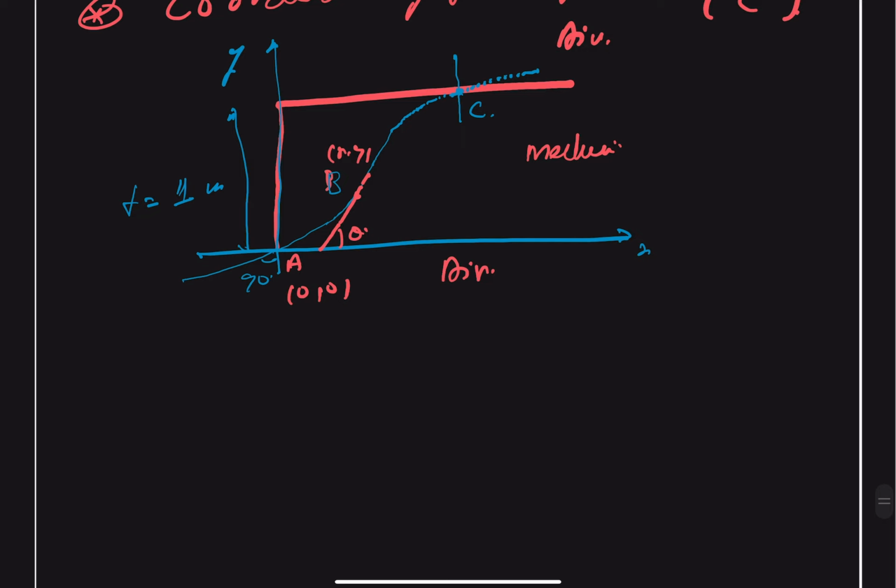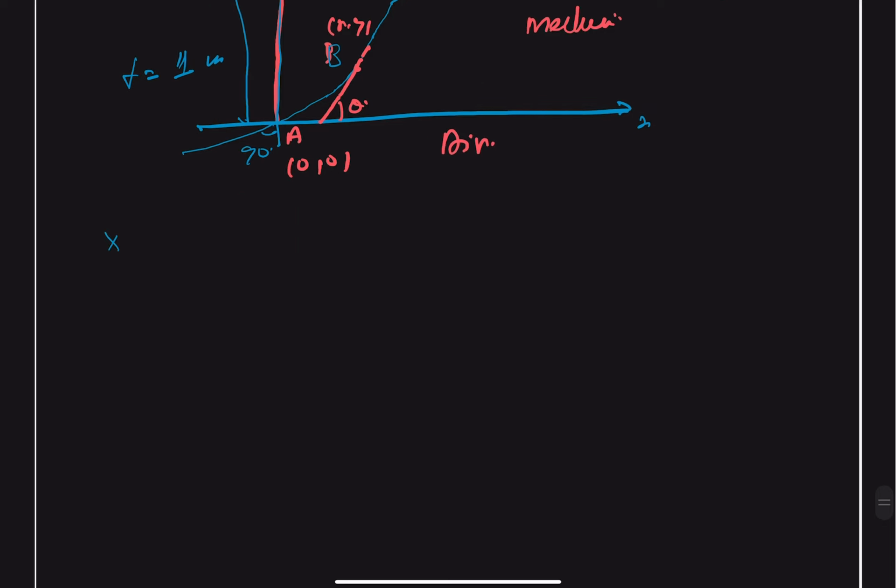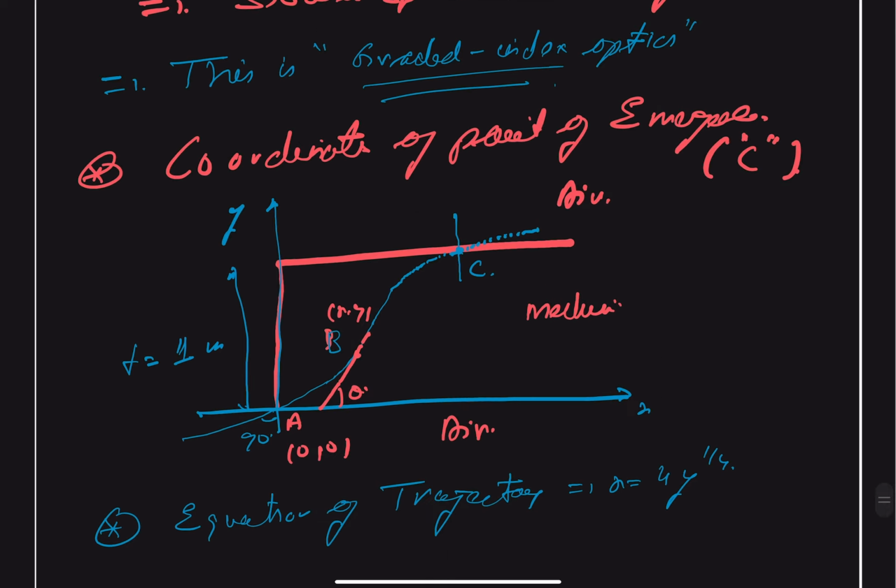And we already know the equation of trajectory. This gives us that x is equal to 4 times y raised to the power 1 by 4. And the ray will be exiting the slab when y is equal to 1. So this is our y coordinate.